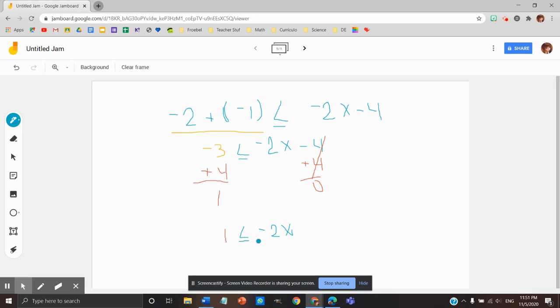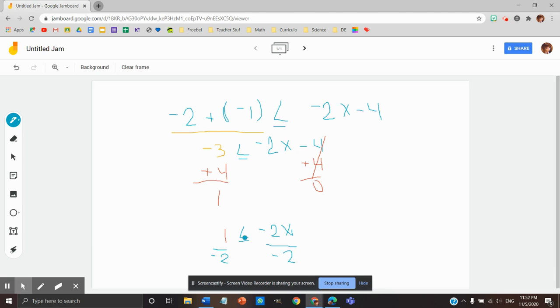And we haven't finished because my variable is not all by itself. So now that I have that multiplication there, all I have to do is divide by -2, right? So I can leave it all by itself. And what I do on one side, I have to do on the other one.